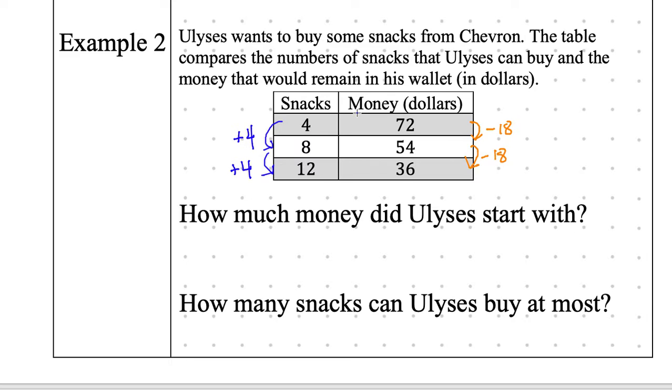So when you're talking about how much money Ulysses started with, you're going to try and get the snacks to 0. So you're going to subtract 4 on the snack side, and then you're going to want to add 18 to the dollar side, and 18 plus 72. We can break that down. The 72 plus 8 is 80, and you add 10 more, which is 90. So $90. Ooh, that's a lot of money.